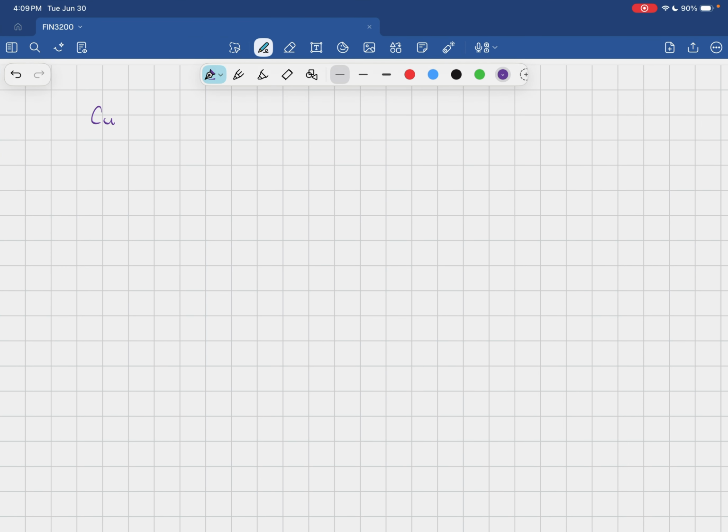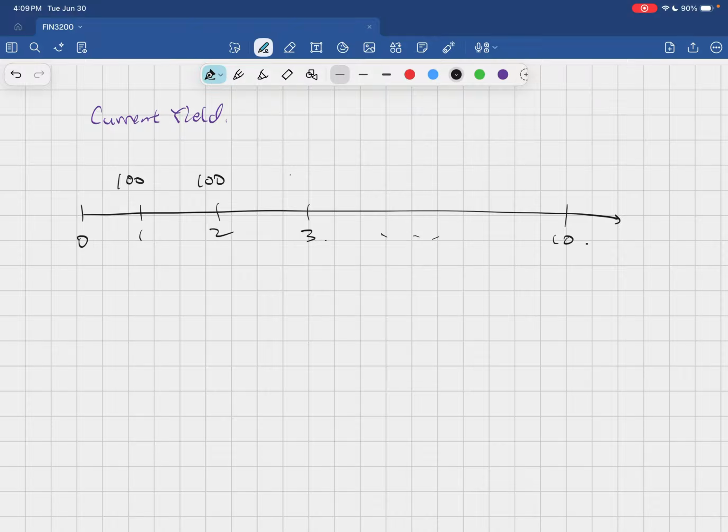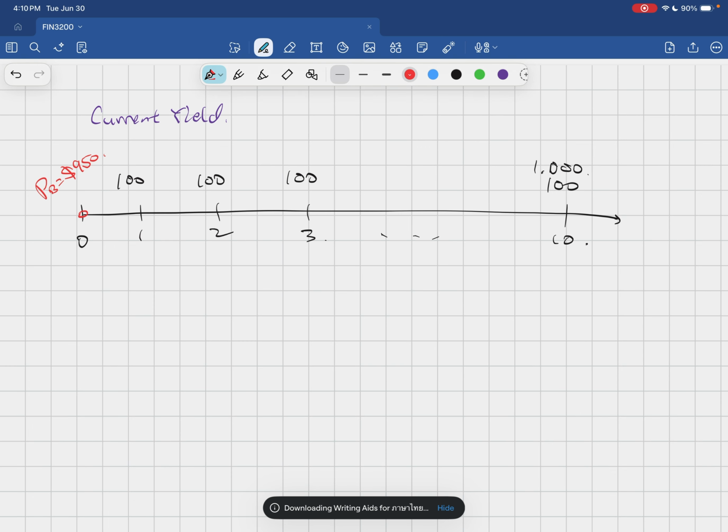Current yield. So let's consider this bond. It looks like this: 10 years, 100, 100, 100, 100, and 1,000. Okay, and let's say I'll give you the price. The price right now is $950. Actually, I'll make it an easier number. Let's say it's trading at par, $1,000.